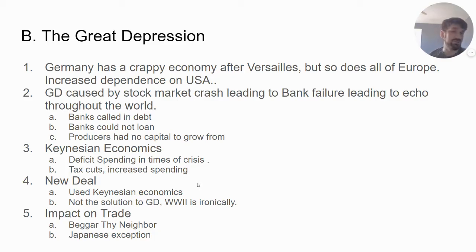He has some troubles politically to get that through. Ultimately, it's World War II that brings America out of the Great Depression. But from 1929 to about 1945, it sucks to be a European.